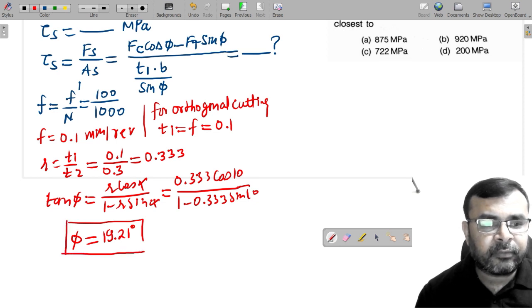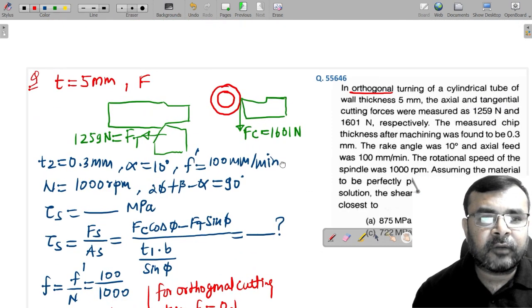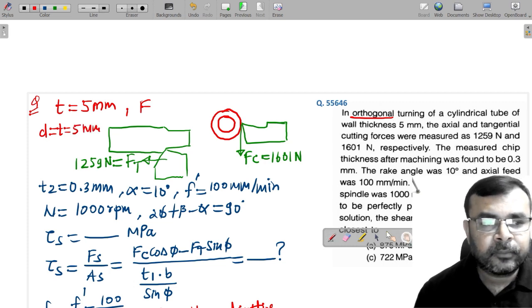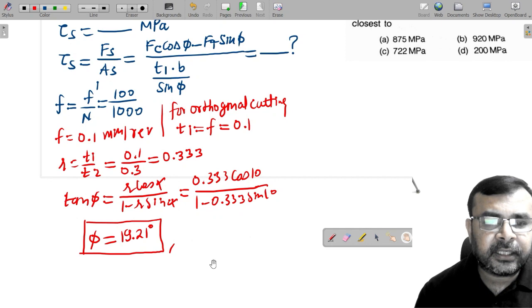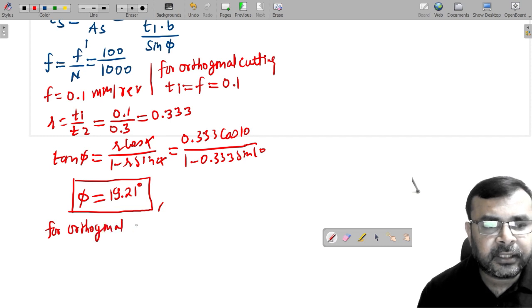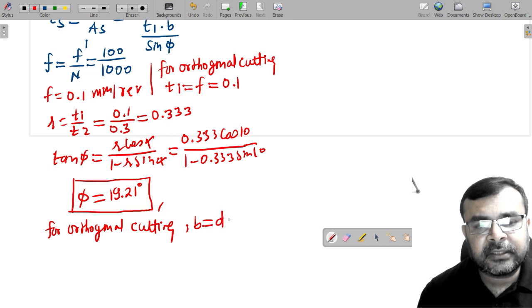So now we have phi, and now the time is to determine width. So here the thickness of the tube is nothing but this is also called as depth of cut. D is equal to T, that is 5 millimeter. So for orthogonal cutting, the width can be written as depth, which is equal to 5 millimeter.